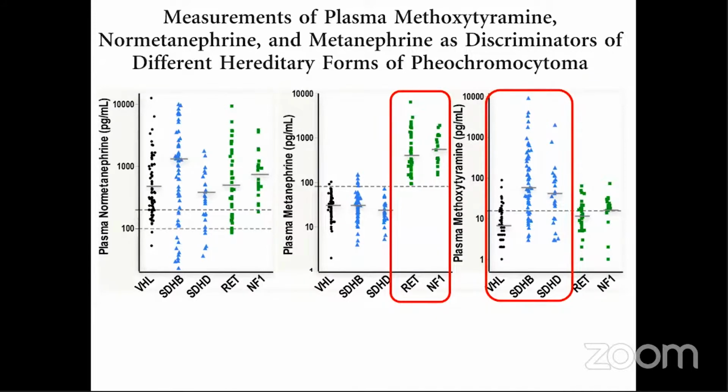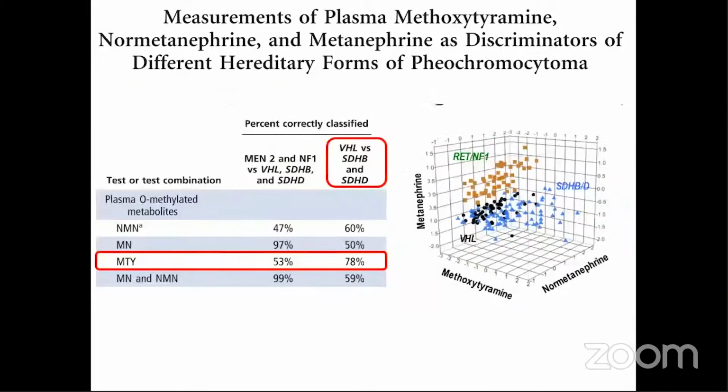As you can see here, the SDHB and SDHD-related PPGL had an elevation of methoxytyramine in a significant proportion of patients, whereas it was not so commonly elevated in patients with VHL or other gene-related PPGL. So when using this methoxytyramine, in fact, 78% of the times they could accurately differentiate the SDH-related PPGL from VHL. We were not talking much about this earlier, despite elevated methoxytyramine either in isolation or in malignancy.